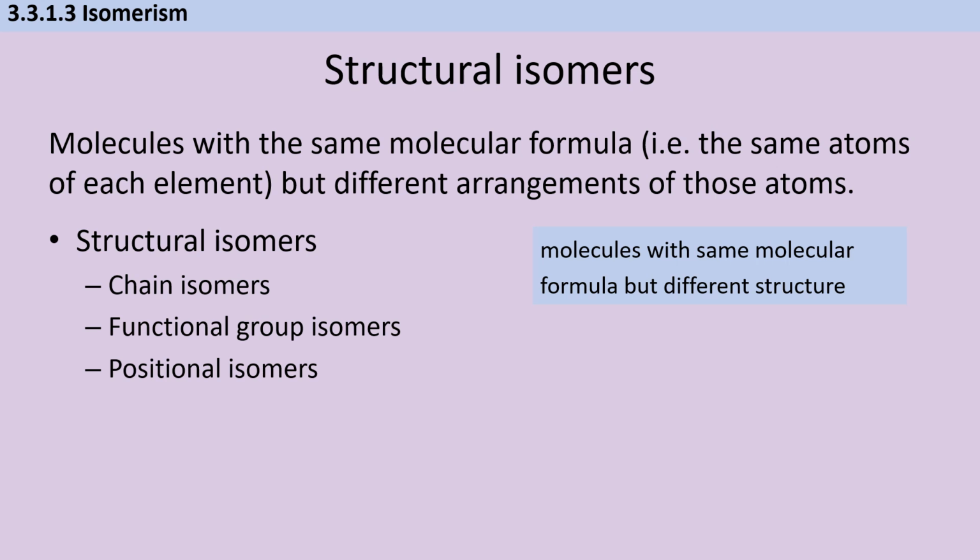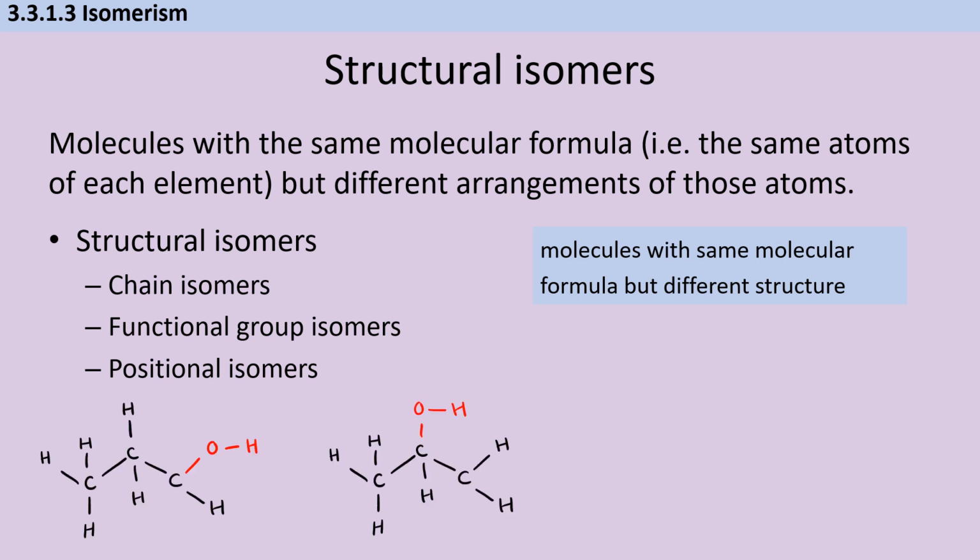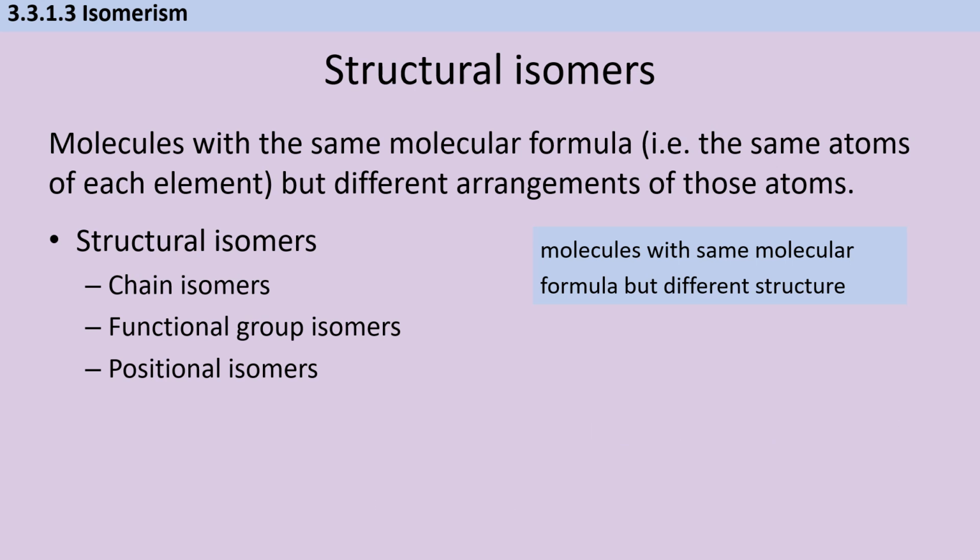So the longer the main carbon chain, the more positional isomers you can have. These are propan-1-ol and propan-2-ol, the molecules that are oxidized to make propanal and propanone. As you can see, they both have a hydroxy group, but they're in different positions. Similarly, if we think about alkenes, we can move the position of the double bond to make pent-1-ene and pent-2-ene.